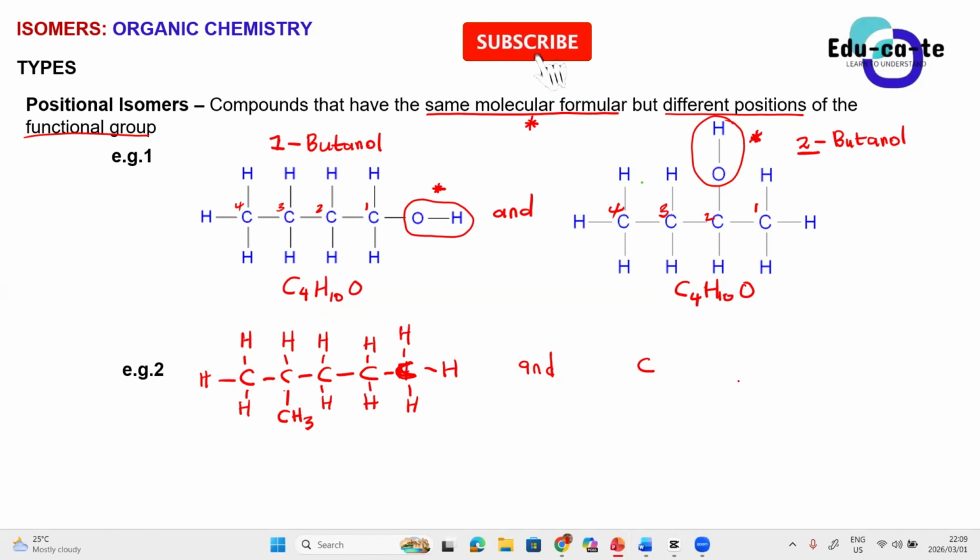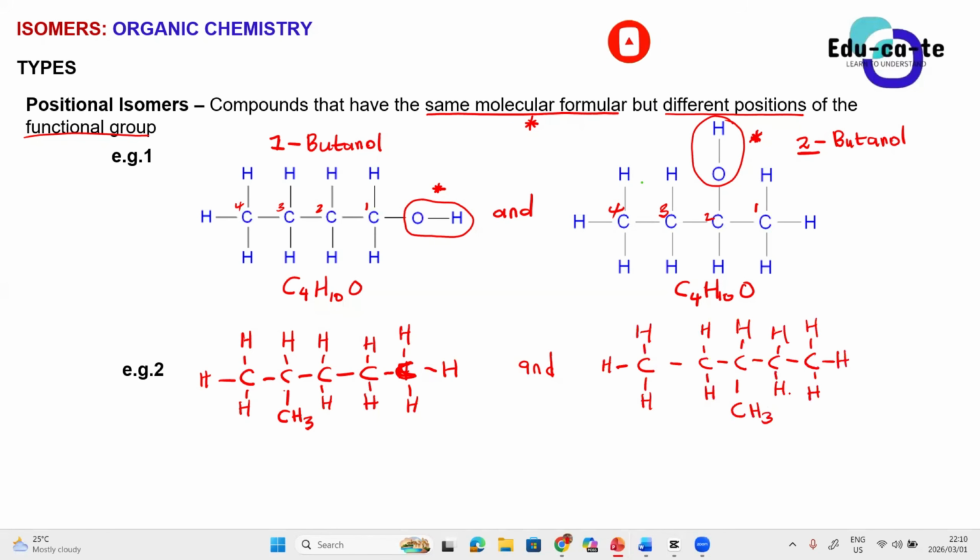Okay, let's look at these ones, guys. We have two different compounds. These are definitely different compounds, used in different ways, with different physical and chemical properties. So the first compound, I'll give you its name, guys. The first compound is 2-methyl propane.